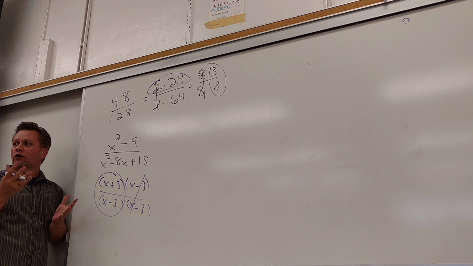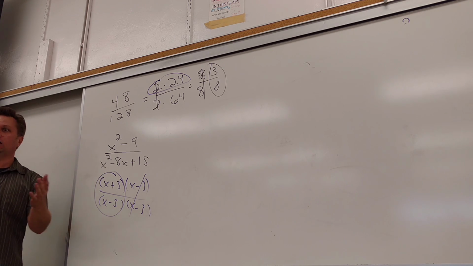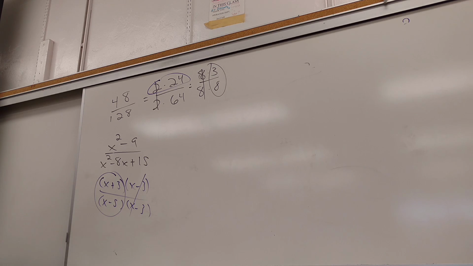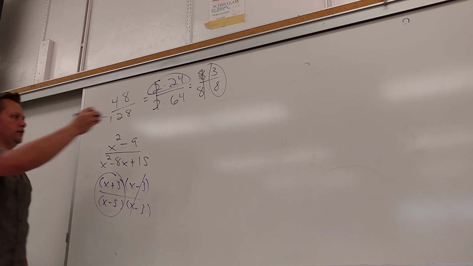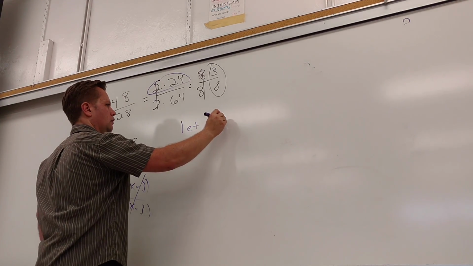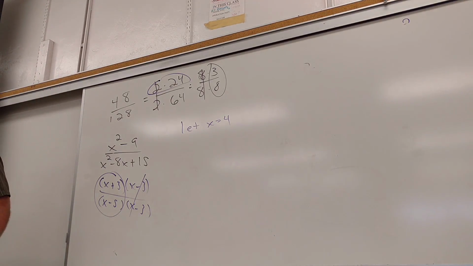So let's let it be 4. It could have been 211. I don't want to do 211. Let's let x be 4. All right, let me make this point again. You never have to do this. This is me doing weird stuff, just showing you something interesting.